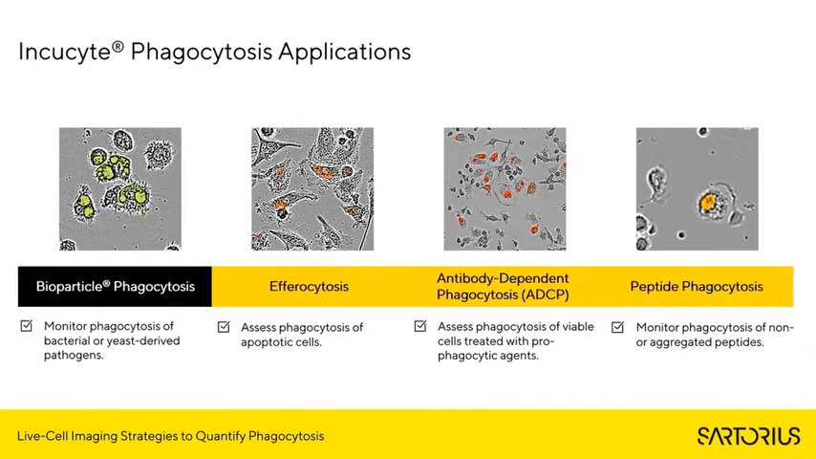As discussed, the bioparticle phagocytosis assay involves the addition of pre-labeled target materials. For the next 3 applications that I'll guide you through, these involve an additional step of labeling your target cell or material of choice. So before going into these applications in detail, I'll first describe the pHrodo labeling steps and the initial labeling optimization experiments that we recommend.